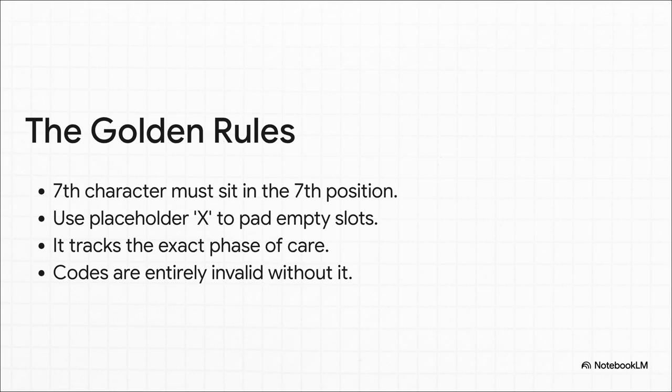First, if a seventh character is required, it must always, without exception, sit in the seventh position. Second, use the placeholder X to pad any empty slots to get there. Third, this isn't just bureaucracy, it elegantly tracks the exact phase of a patient's care. And fourth, without it, the codes are completely invalid. By sticking to these rules, we transform chaotic human medical encounters into a clean, universally understood global database.